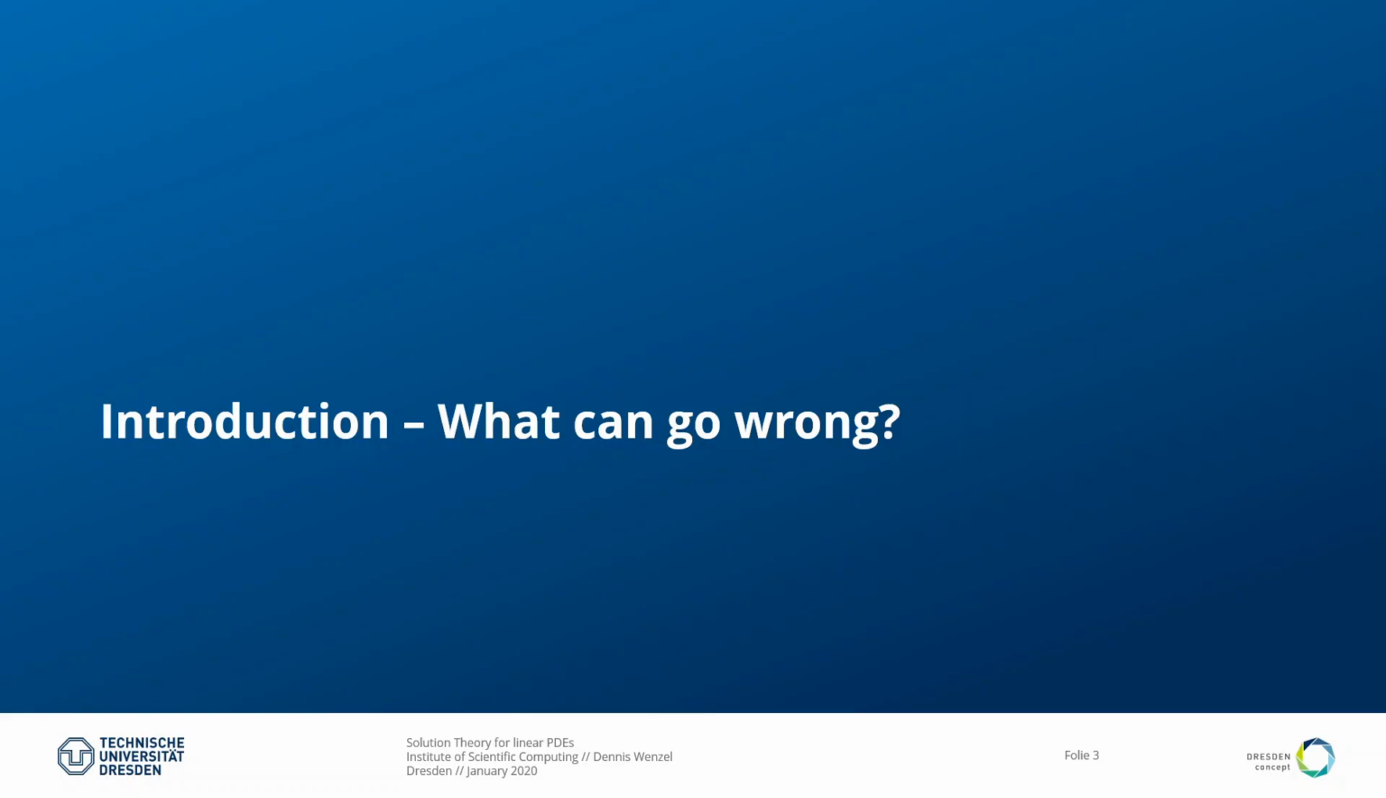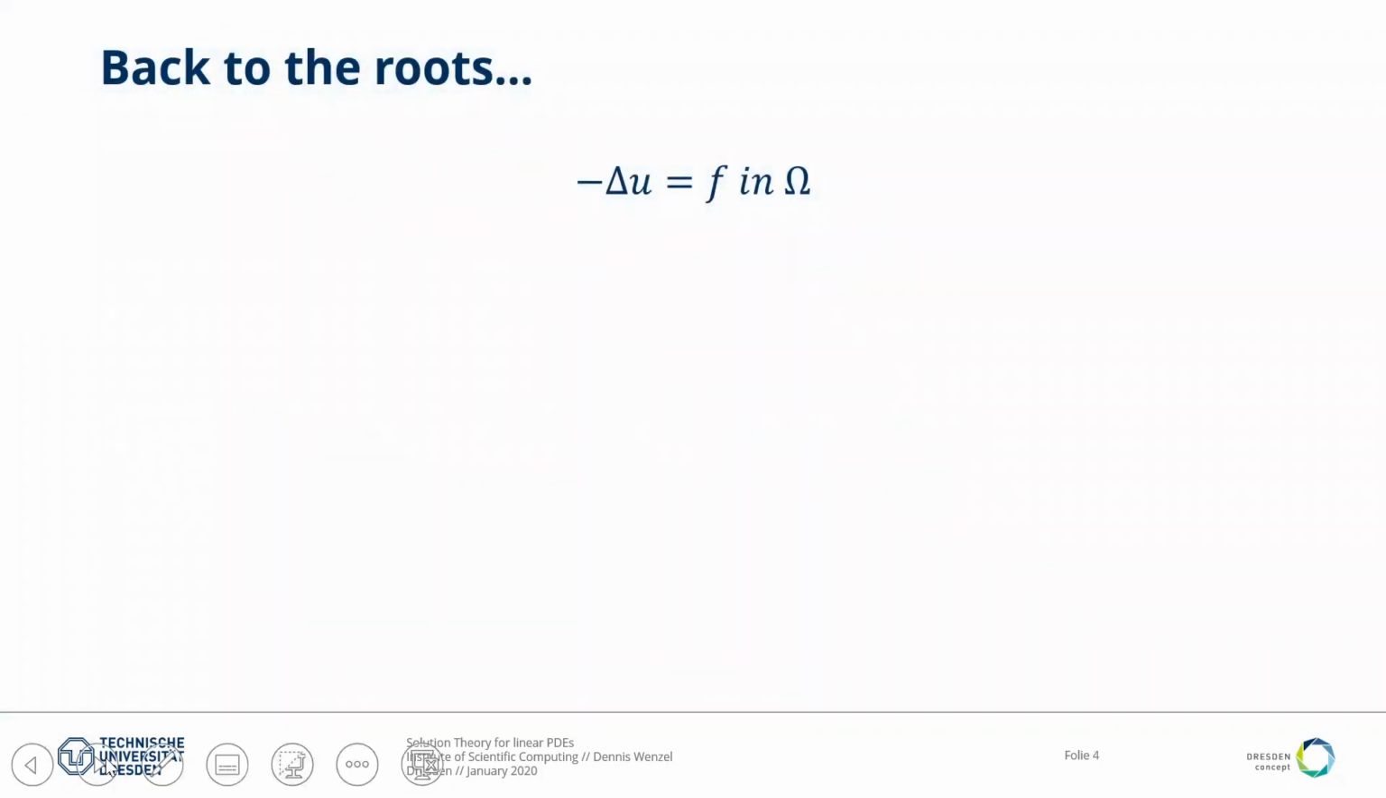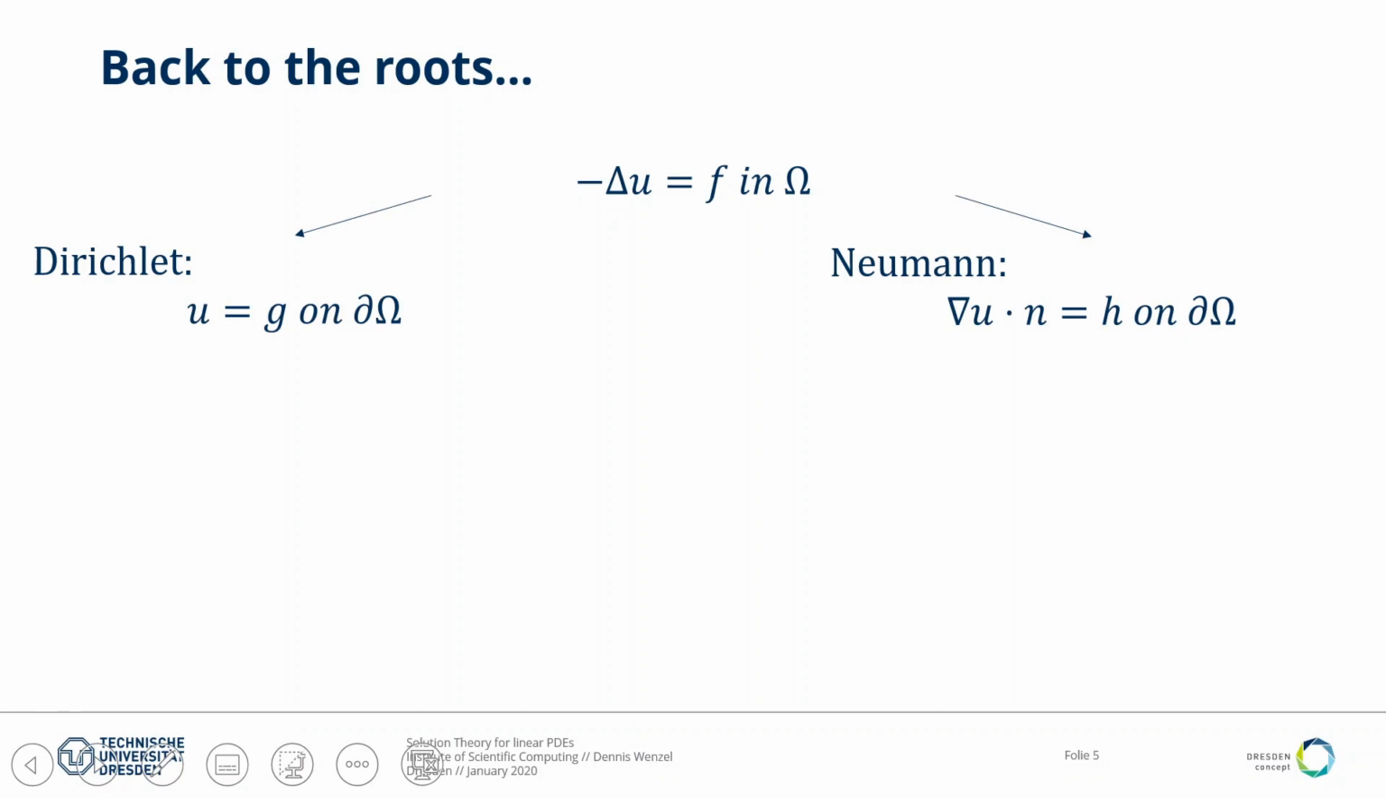Okay. The introduction starts with the question, what can go wrong? And for this we go back to the roots, to our most simple problem that we have discussed in this semester, Poisson's equation: minus Laplacian of u equals f in omega. And this is just the PDE, and there are two fundamental ways how we can equip this PDE with boundary conditions.